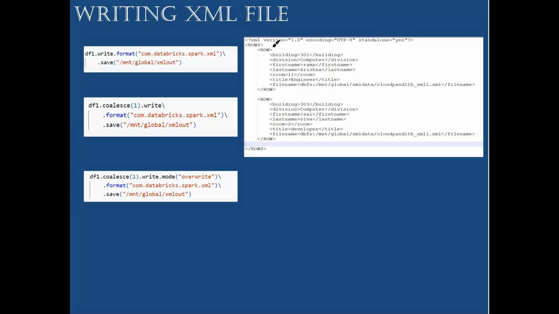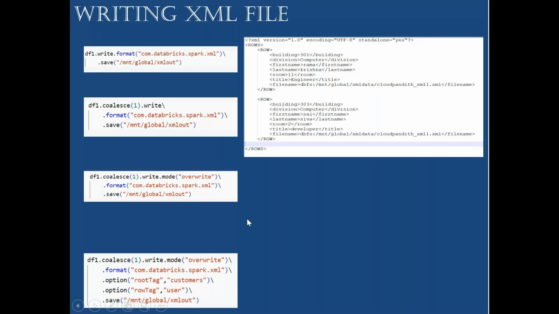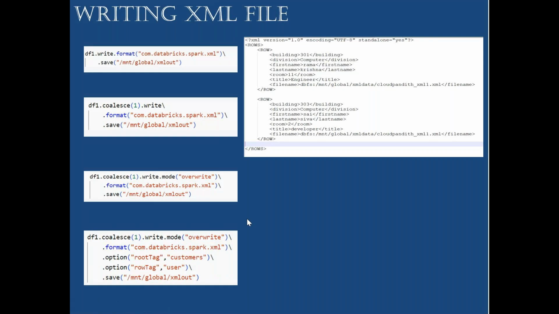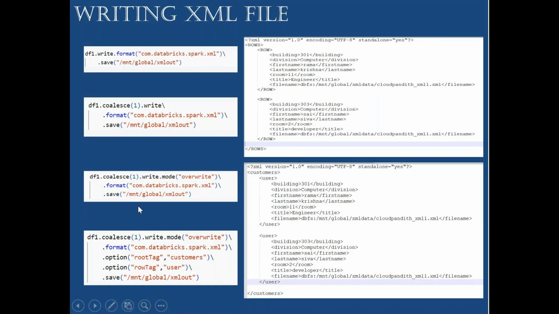So what is the root tag and row tag here? Root tag is rows and row tag is row. That's how the data will come if you are not mentioning any tag name. But while writing, if you give some tag names, it will come like this: customers is the root tag and user is the row tag. As per the given tags, it will write the data.